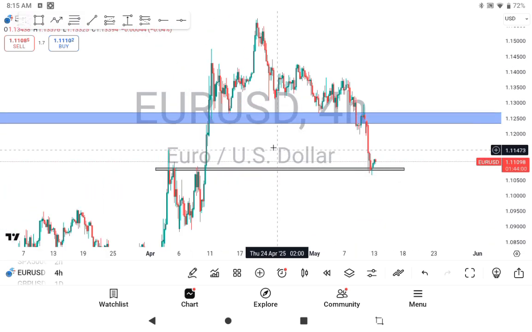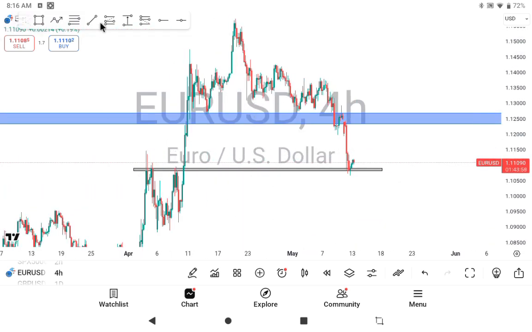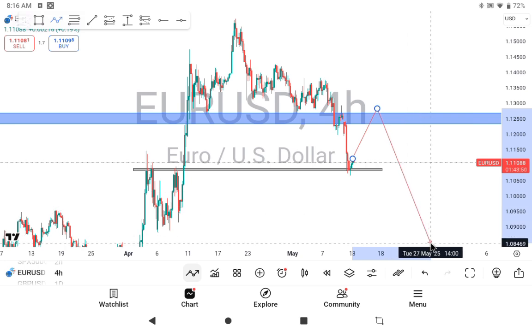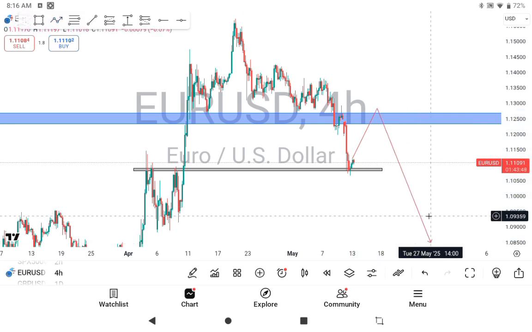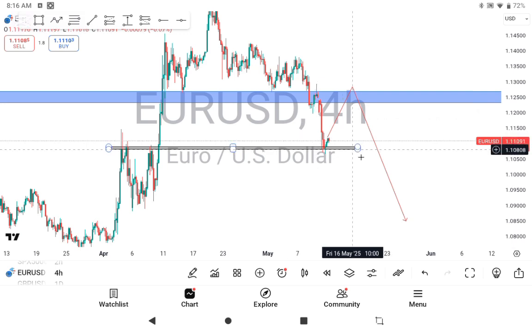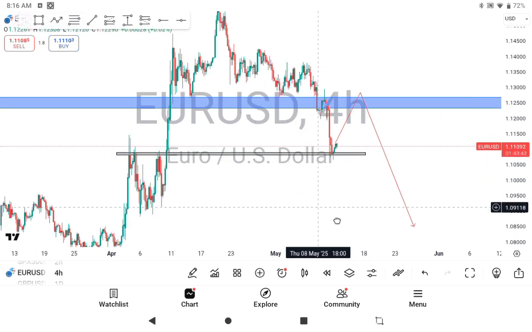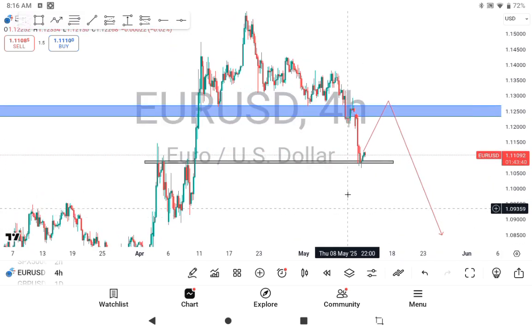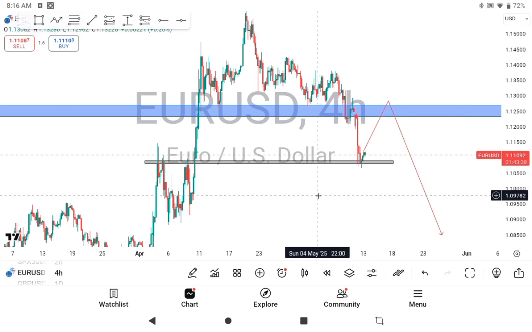And Euro USD will sell down right here. Just Euro USD come and do something like this and sell back down. Come and do something like this and sell back down. Then that is that on Euro USD.